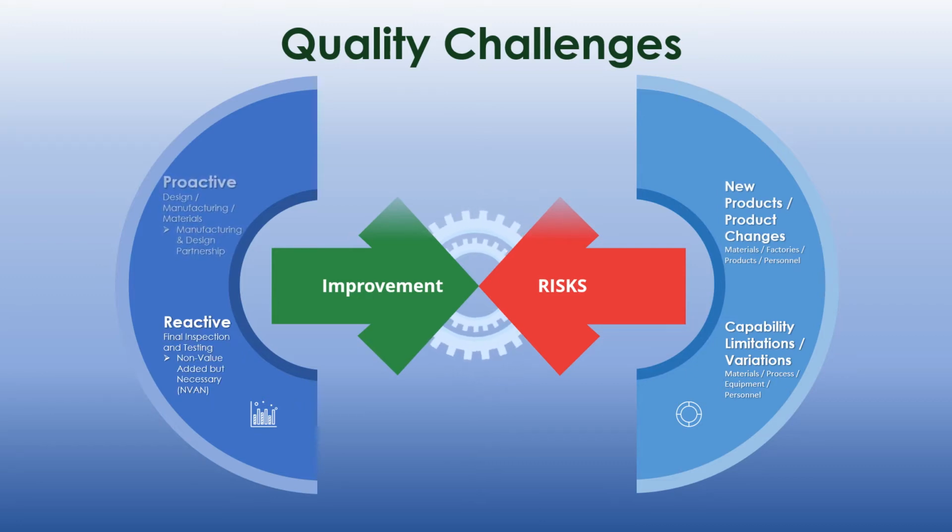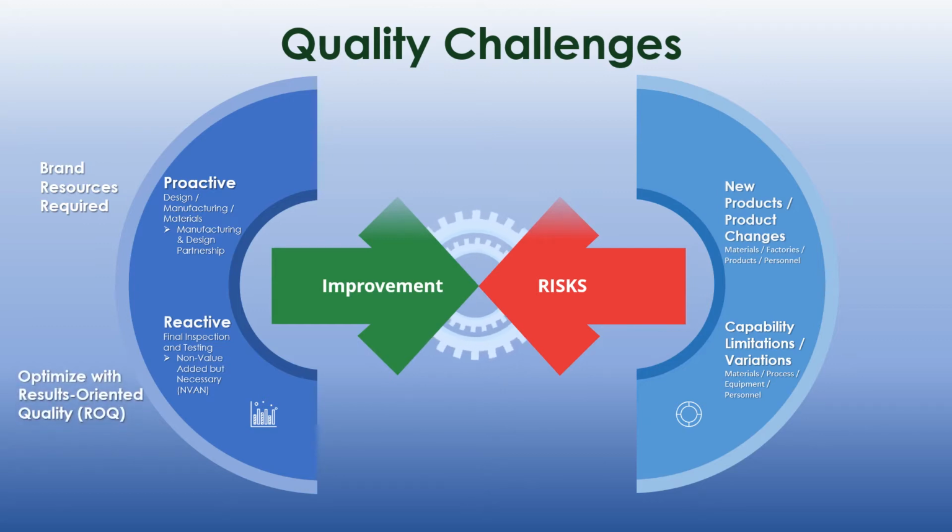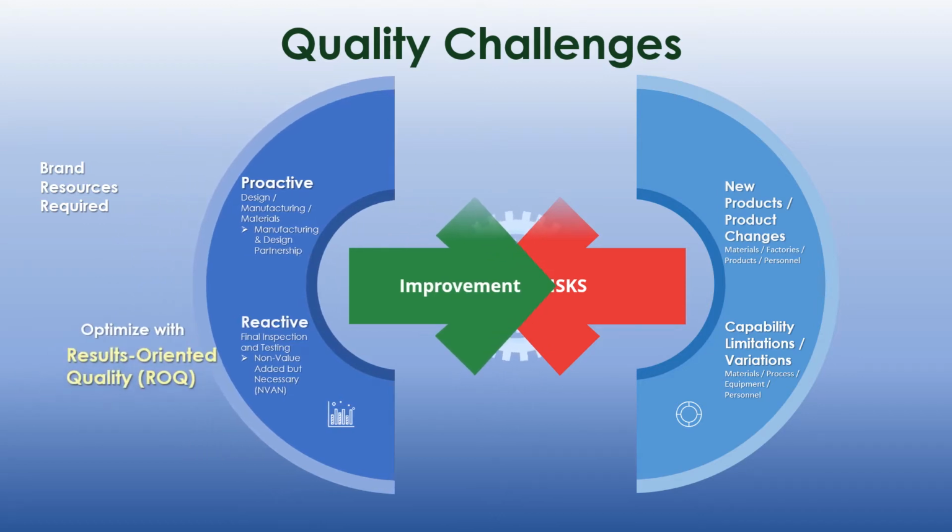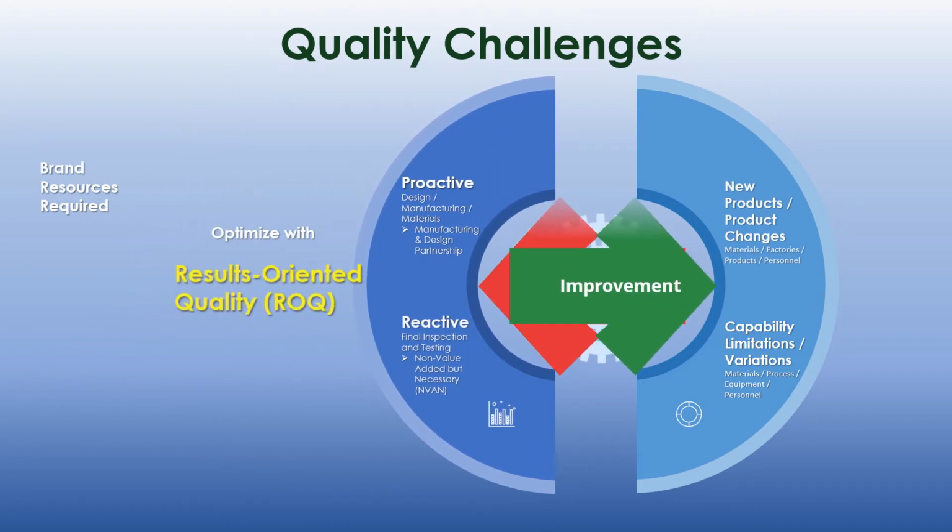A proactive approach involves building in quality by preventing potential risks at the source in partnership with design, manufacturing, and material suppliers. These require brand or company resources, which we could only wish we had more. On the other hand, the reactive approach to quality improvement is based on catching problems or defects through audits, inspections, and testing. In the lean method, these are referred to as non-value added but necessary, or NVAN. The good news is that these can now be optimized with results-oriented quality, or the ROQ method.